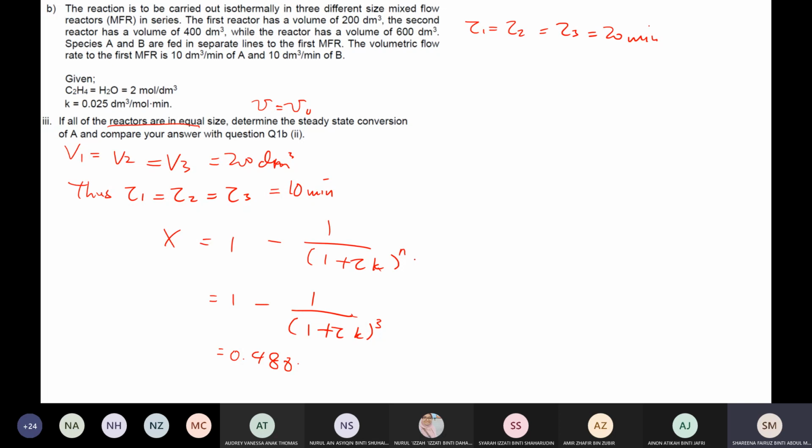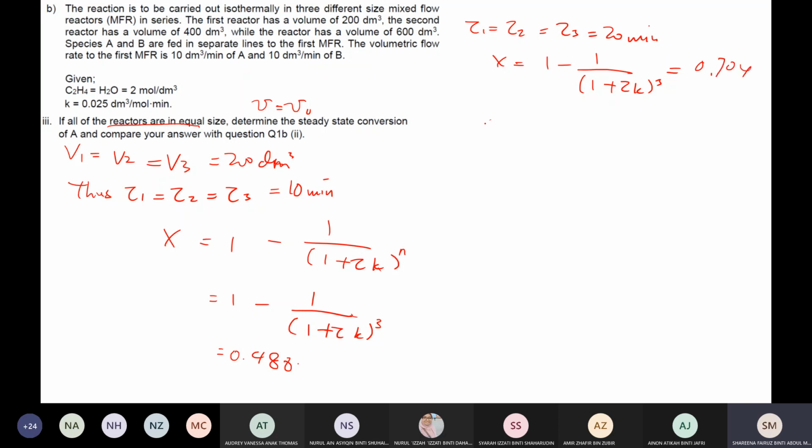Okay, N pun memang 3. So apa yang you boleh manipulate adalah in term of tau untuk tengokkan conversion dia berbeza ke tak. Alright. So from there try pula tengok ni, kira pula 1 minus dengan same juga apply. Okay, tapi sekarang ni tau dia adalah 20 minit. Okay, so dalam ini awak akan dapat 0.704.